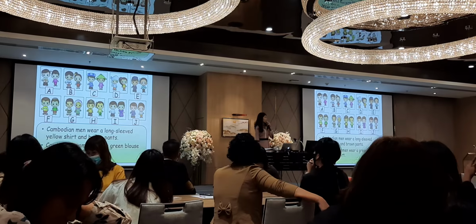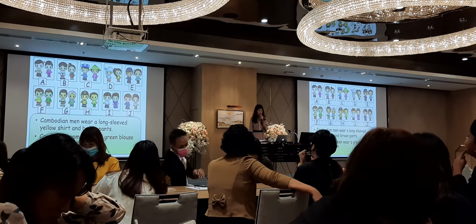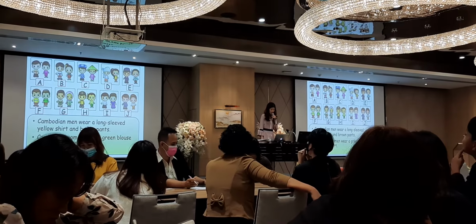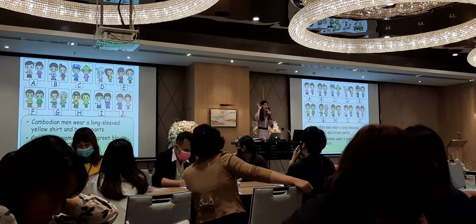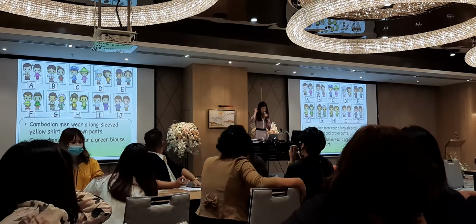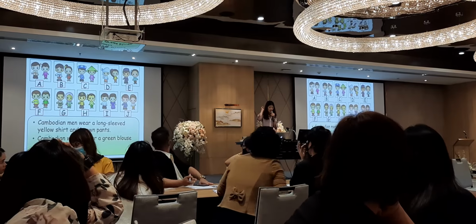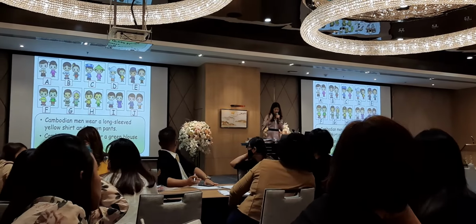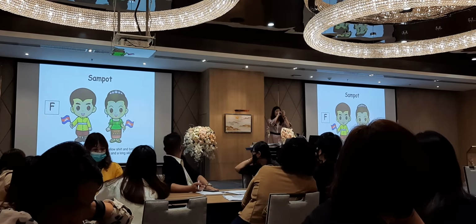Long sleeve. Yellow shirt. And brown pants. Okay, what are the keywords? Yellow shirt and brown pants. Green blouse, long skirt. There we go. The answer is F. Good job. Oh, F pala, not H.